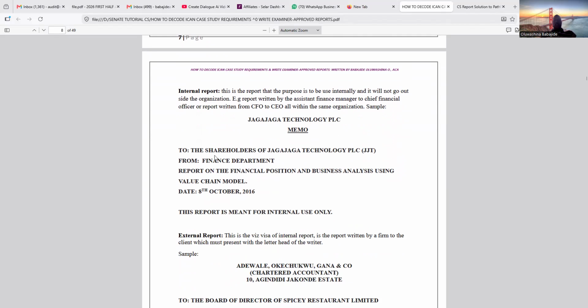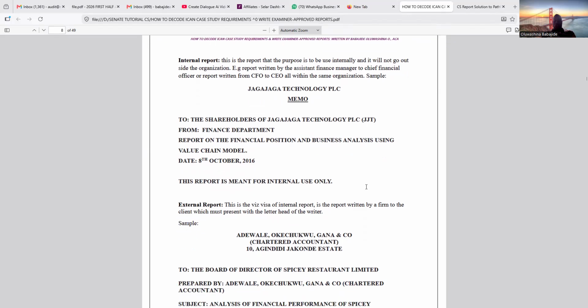Technology company. So the shareholder of the Technology PLC. Then from where? Finance department. So it's within. The subject of the report is the financial positions and the business analysis using the value chain model. You see how the report looks, with the date. This is what must feature on your cover page under your internal report.